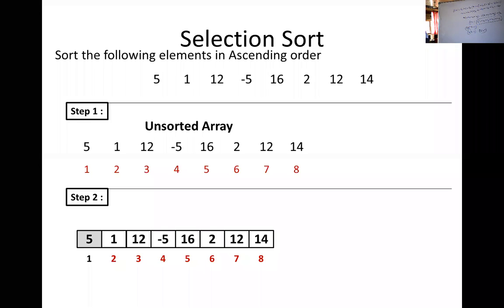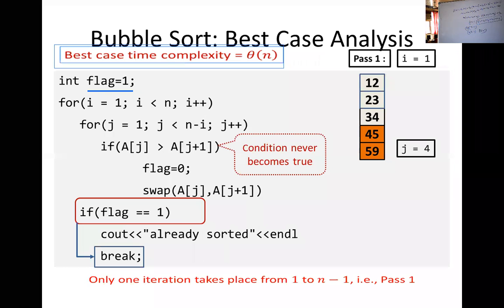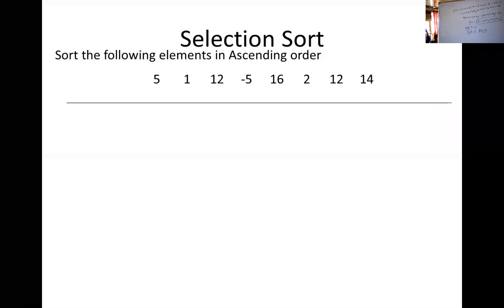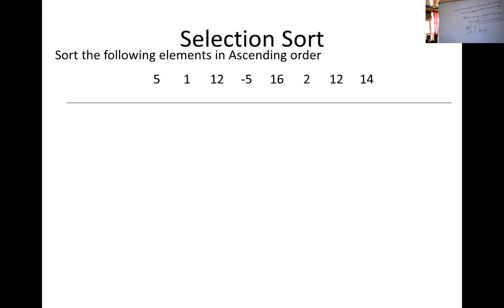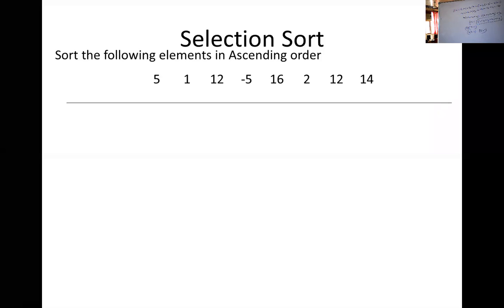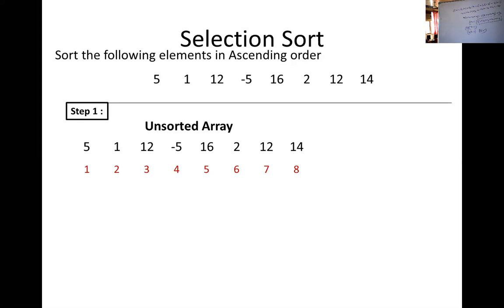So this is there. Next is selection sort. Selection sort is the technique in which we compare the elements. The first element we take as sorted, and we find the minimum element from the rest of the array and swap the minimum value with the first location if it is smaller. See, this is an unsorted array: 5, 1, 12, 5, minus 5, 16, 2, 12, 14.